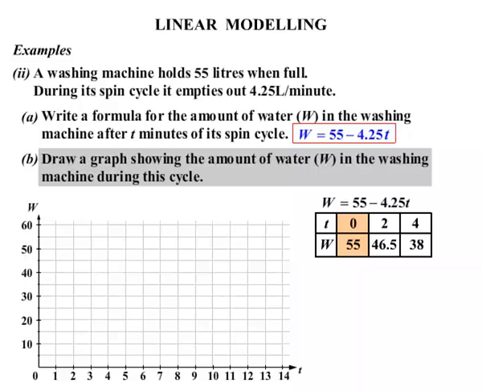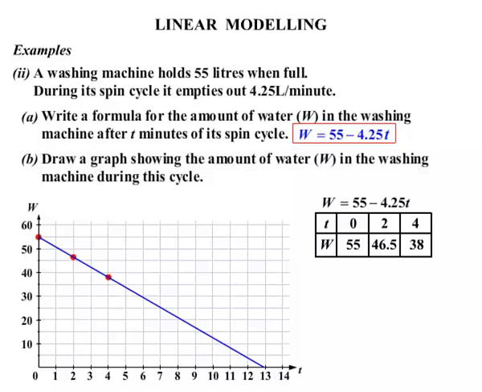Now this first point, 0, 55, let's plot that on the diagram. The next one we'll plot 2, 46.5, and finally 4, 38, let's plot that one. So if you've done it properly, they should be in a straight line. We draw the straight line, and there we have it, there's our graph.